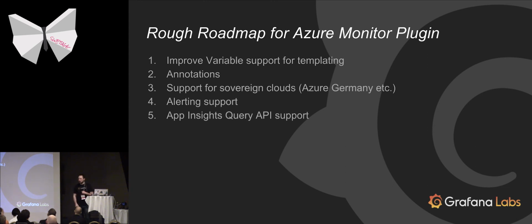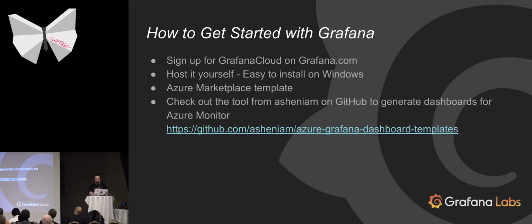I had no idea before I started this that Azure has so many sovereign clouds. It's amazing. Azure Germany is one of 20 or something. It's not the standard Azure, but there's a special Azure for Germany and other countries, and it seems to be for different industries as well. Alerting support I'm also looking to add, and the App Insights query API support is next on the list.